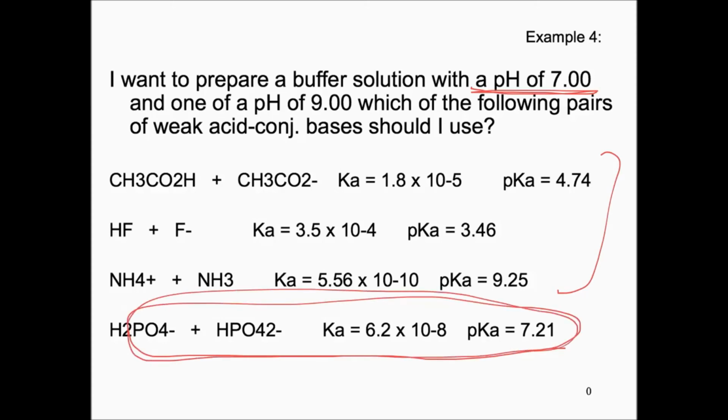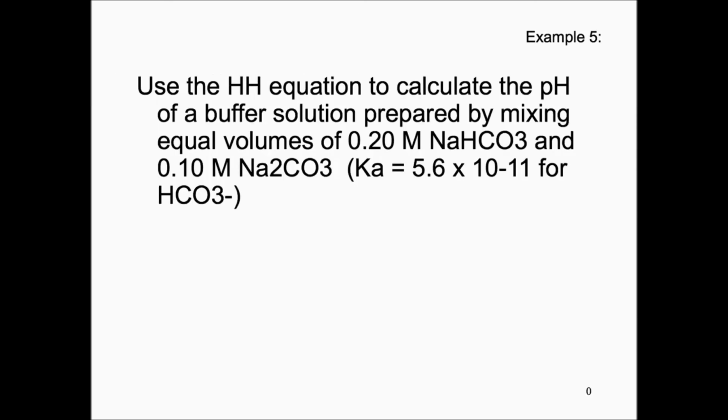So the first one can be made using the last choice, and if you wanted a pH of 9, then you should stick to the 9.25. So as long as you keep again the plus minus 1 for the range of the buffer, you should be fine. All right.